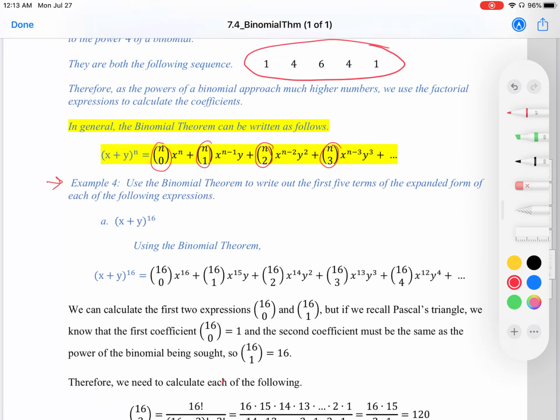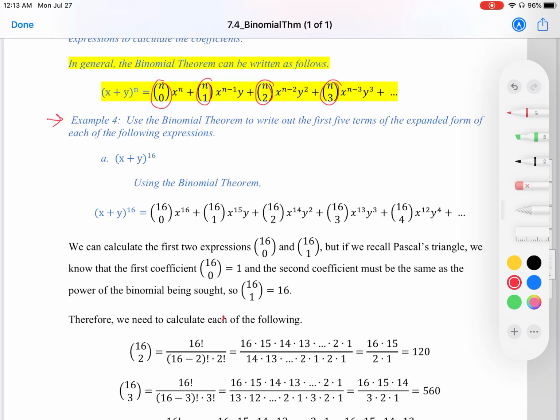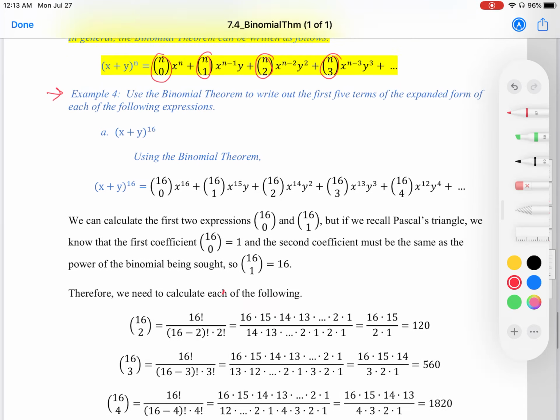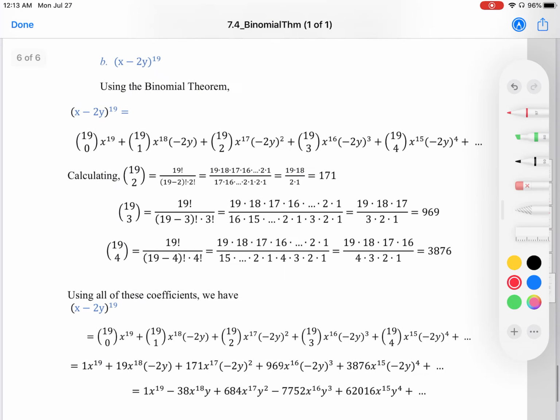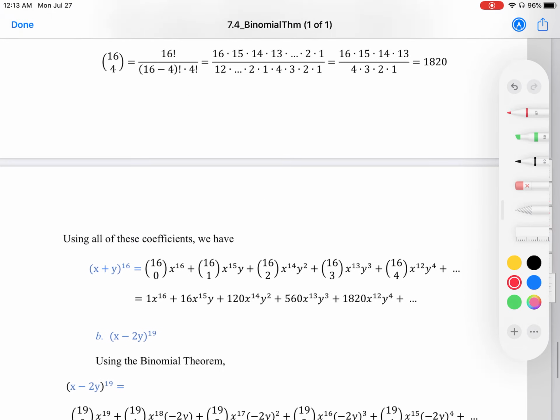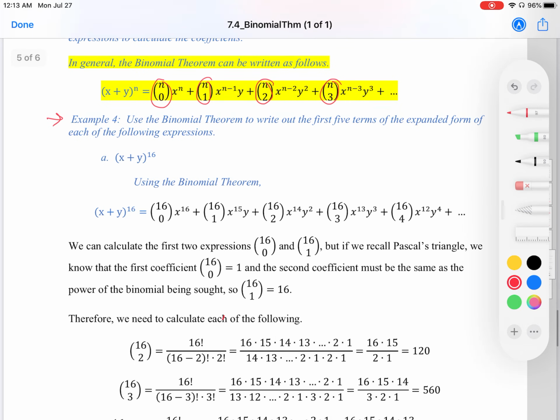All right, example 4. Use the binomial theorem to write the first 5 terms of the expanded form of each of the following expressions. I'll only go ahead and do the first one. We want to find the first 5 terms. Notice our exponent is 16. It would take a long time to write down Pascal's triangle all the way to a second term of 16. For this reason, the binomial theorem would be ideal.